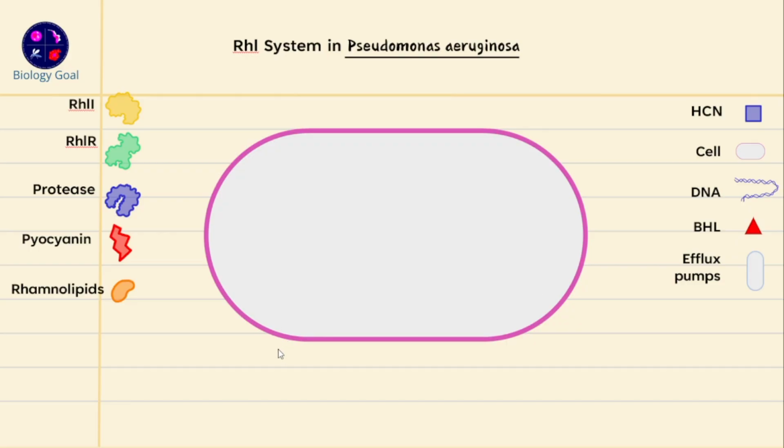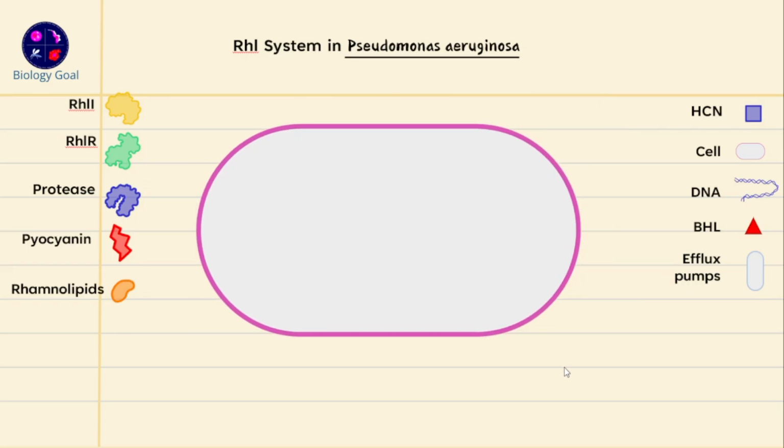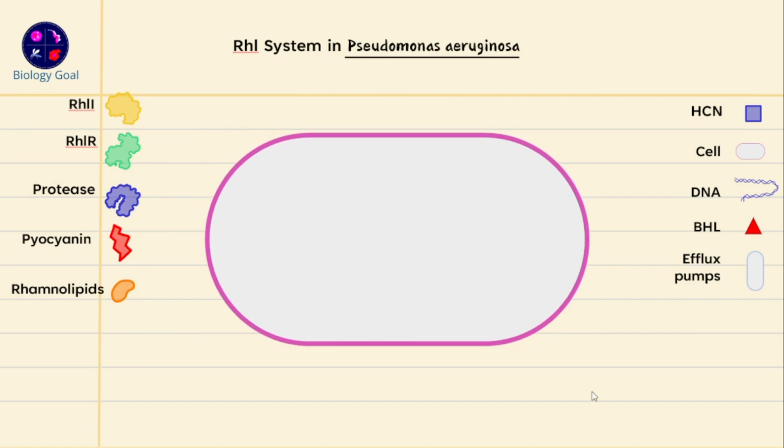The point number one is the Rhl system controls the virulence of Pseudomonas aeruginosa as well as motility phenotypes. Motility means the movement of bacteria from one place to another place, and then it also controls the biofilm maturation. Because biofilm is a step-by-step process. There is a step where biofilm gets matured, and that step is controlled by the Rhl system. Because it's a cell density dependent quorum sensing system, it's really important for the biofilm maturation of Pseudomonas aeruginosa, right?